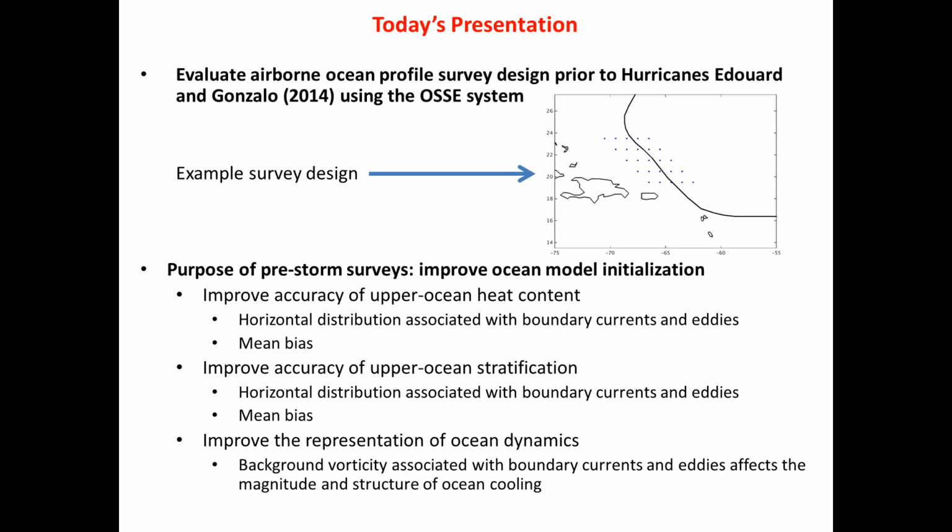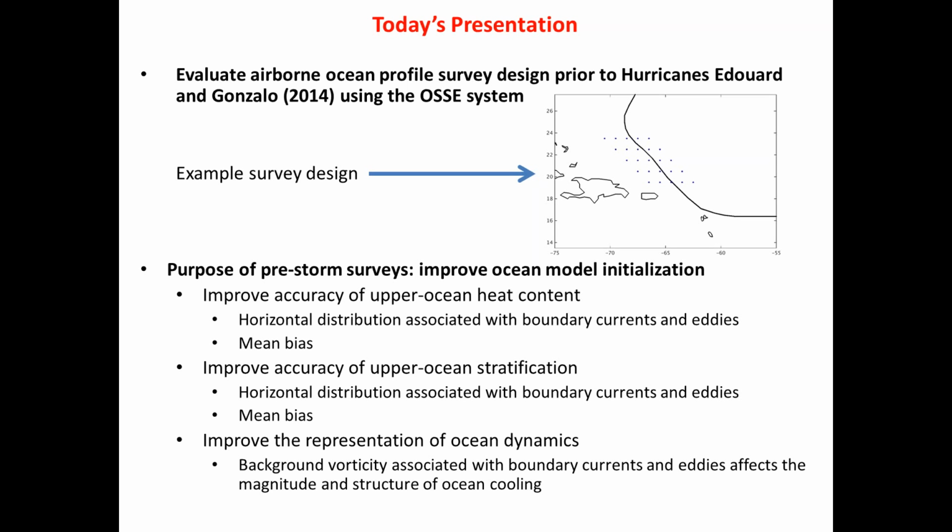We also want to improve the accuracy of upper ocean stratification. If the stratification is too weak or too strong, that impacts how accurately the ocean model will entrain colder water into the mixed layer. And again, we have to consider both bias and distribution associated with ocean features.